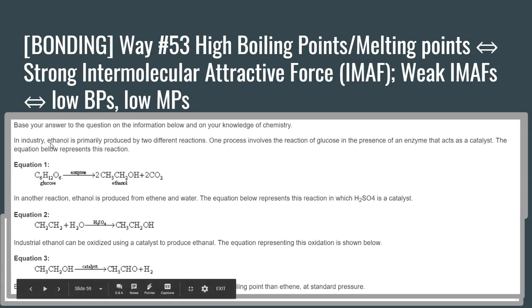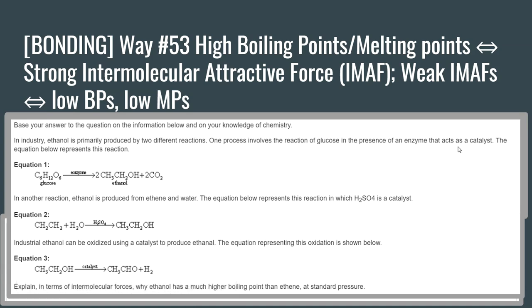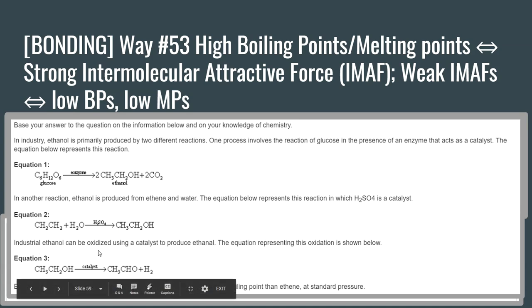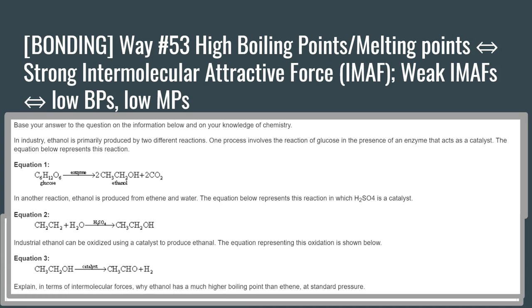Next question. In industry, ethanol is primarily produced by two different reactions. One process involves the reaction of glucose in the presence of an enzyme that acts as a catalyst. The equation below represents this reaction, so it says glucose plus an enzyme will produce ethanol. In another reaction, ethanol is produced from ethene and water. The equation below represents the reaction in which H2SO4 is a catalyst. So here you have ethene being added to water plus H2SO4 produces ethanol. Industrial ethanol can be oxidized using a catalyst to produce ethanal. The equation representing this oxidation is shown below. It says, explain in terms of intermolecular forces why ethanol has a much higher boiling point than ethene at standard pressure.